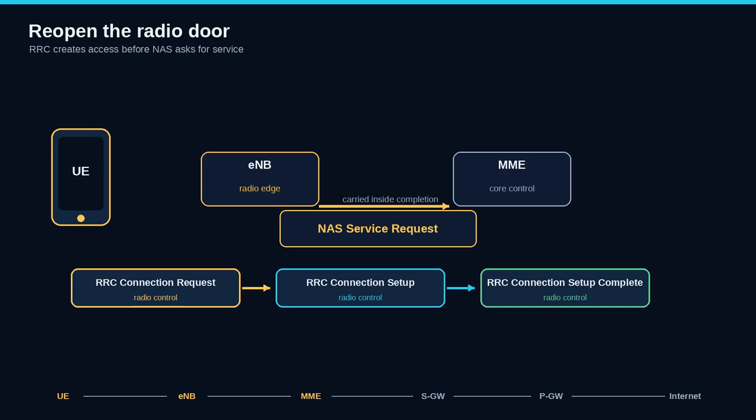Picture the layers as nested roads. RRC builds the short road from UE to ENB. The NAS service request is the traveler that will continue beyond that road. The useful insight is not merely the order of three names. It is the dependency. No radio control path, no way to deliver the service request, no reason for the core to rebuild the data path. The phone has now earned access to ask for recovery, but it has not yet earned recovered traffic.